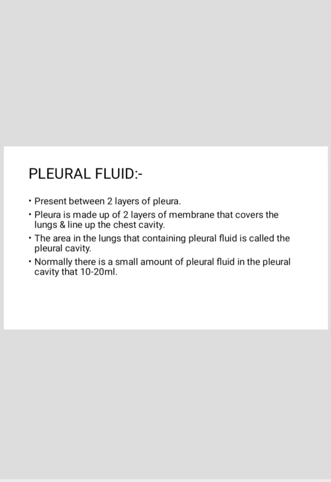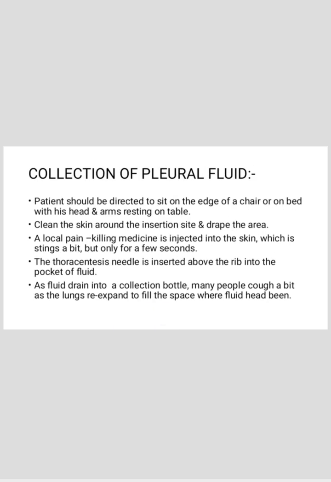First of all, we will discuss pleural fluid. Pleural fluid is present between two layers of pleura. Pleura is made up of two layers of membrane that cover the lungs and line the chest cavity. The area around the lungs containing pleural fluid is called the pleural cavity. Normally, a small amount of pleural fluid is present in the pleural cavity, that is 10 to 20 ml.